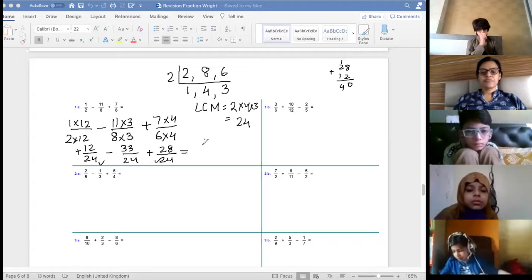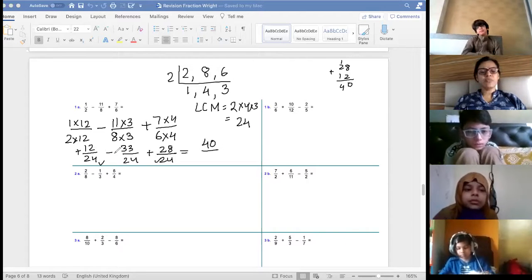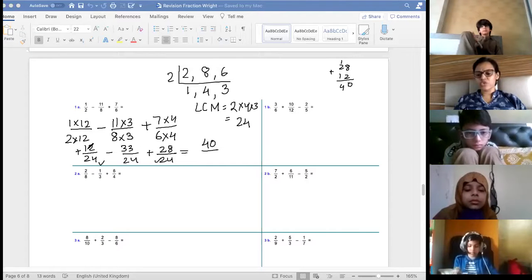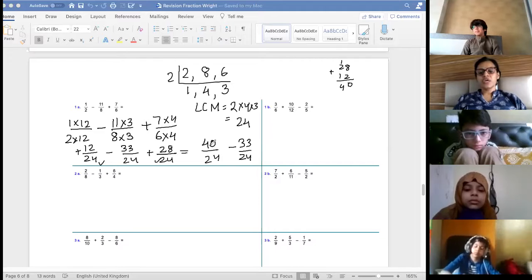Ma'am, what if we first minus then plus? That also you can do, but here if you do minus now, you will get a negative number because 33 is greater than 12. Okay. So better you do both plus first and then subtract. So 40 by 24 and minus 33 by 24. Okay. So what is the answer?